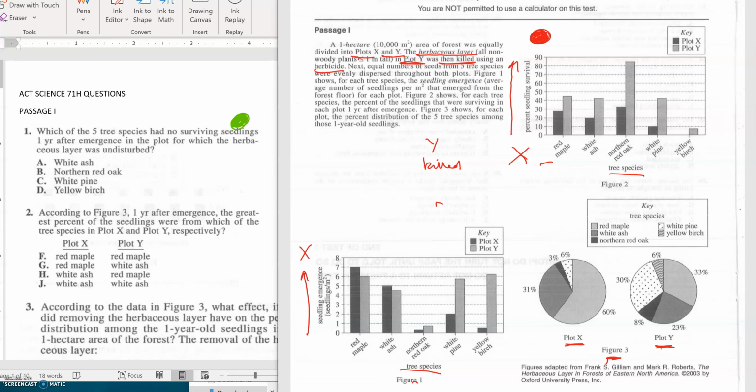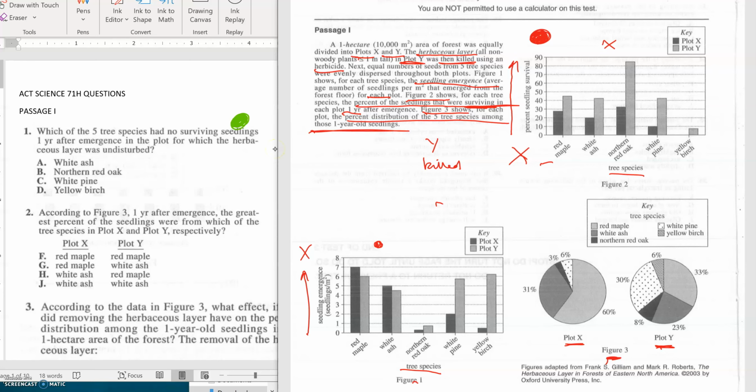Figure 1 shows for each tree species the seedling emergence. So how many seedlings emerged for each plot. Figure 2 shows for each tree species the percent of the seedlings that were surviving. Okay, this is emergence here, this is surviving here, in each plot 1 year after. Figure 3 shows for each plot the percent distribution of the species among those surviving.